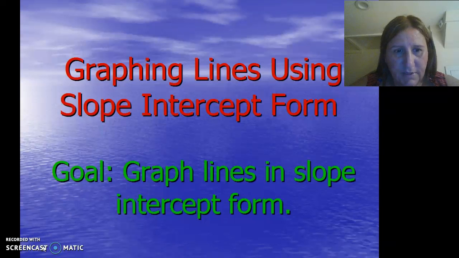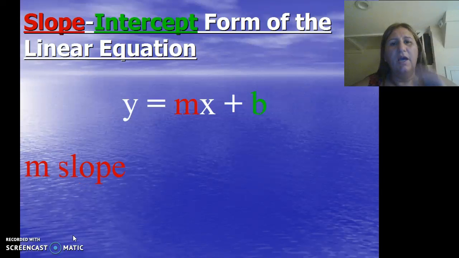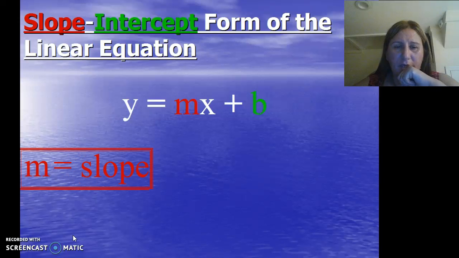Good afternoon, class. Today we will be learning about graphing lines using the slope-intercept form. The first thing we need to know is the slope-intercept form. What does that mean? It's the equation of the line that is in the form y equals mx plus b, with m being the slope and b the y-intercept.